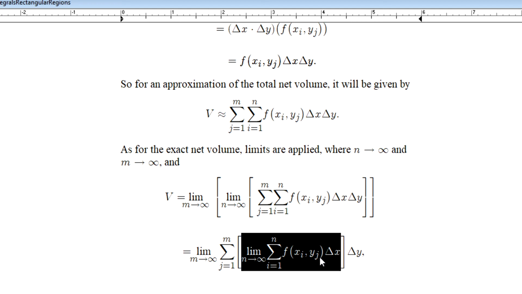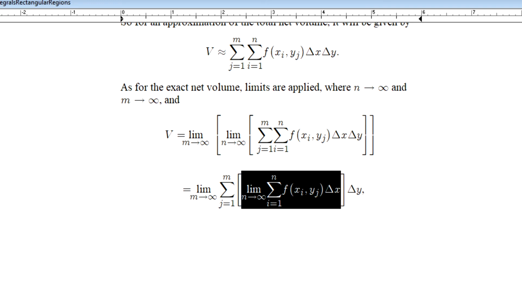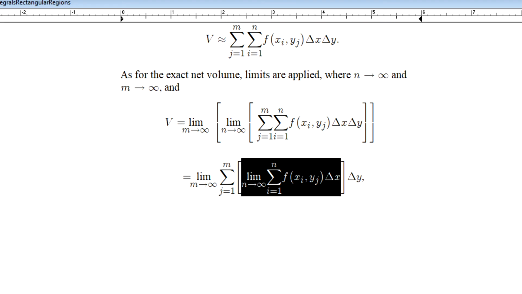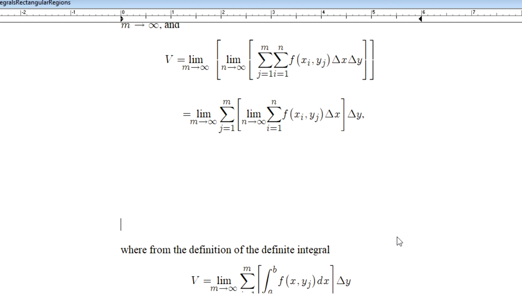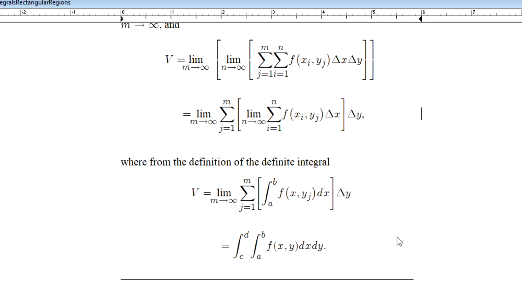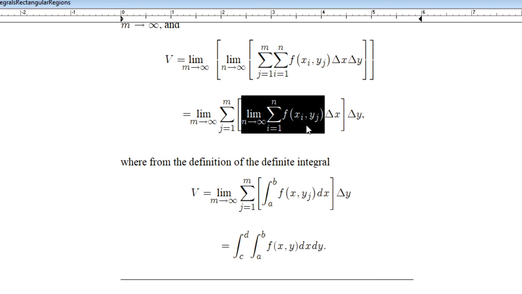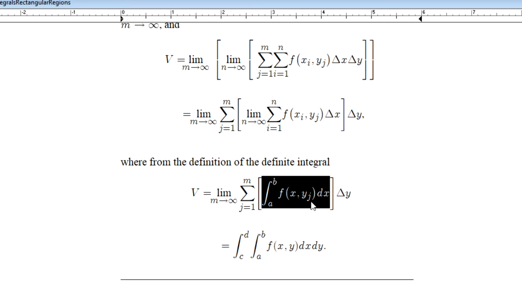That value corresponds to the single integral from a to b for function f of x comma y sub j times delta x, where we then can come back and take that integral's limit of a summation, and that is going to correspond to another double integral calculation. In fact, if I bring that note into the picture, we might note from the definition of the definite integral, this inner limit of the Riemann summation will produce this integration, right?